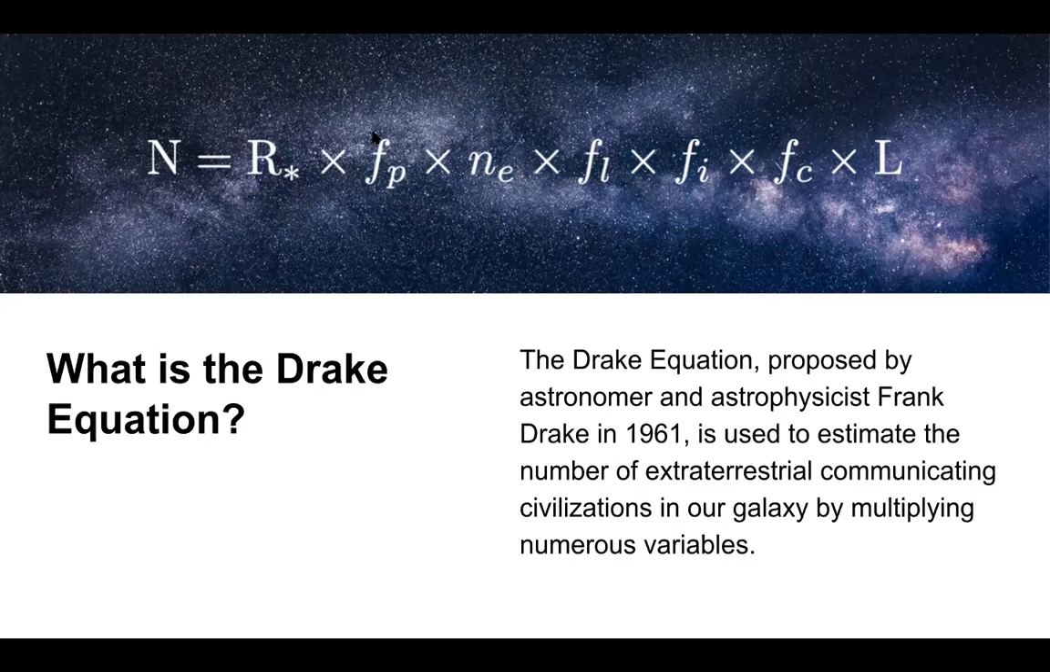Fl is the fraction of suitable planets on which life actually appears. Fi is the fraction of life-bearing planets on which intelligent life emerges. And Fc is the fraction of civilizations that develop a technology that produces detectable signs of their existence. And L is the length of time such civilizations produce such signs. Not all of these variables have been discovered yet, so we don't know the values for each variable. So we don't have an accurate answer for N.